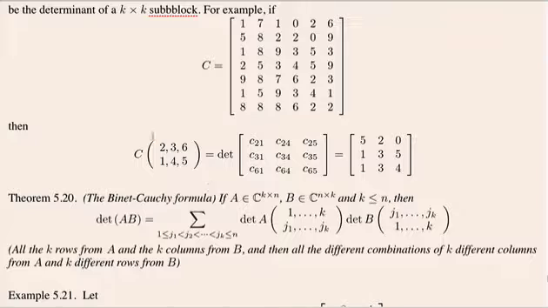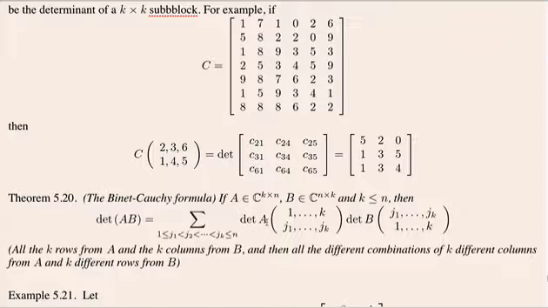Then, if we're using this notation, we have the so-called Binet-Cauchy formula. If A is a k by n matrix and B is an n by k matrix, and k is less than or equal to n, then the determinant of A times B is the sum as the j's are going through from 1 through n, and all of them should be less than the next one. So J1 is greater than or equal to 1, less than J2, less than J3, and so on, less than Jk, less than or equal to n. So we have k columns.